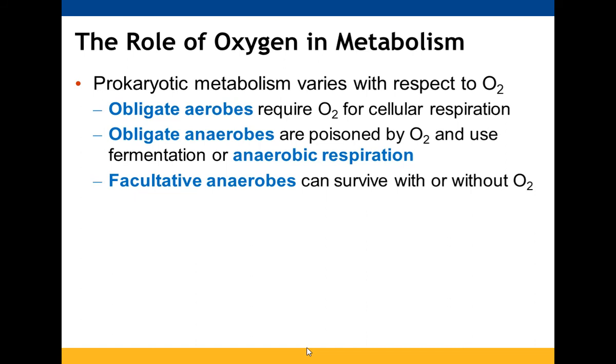Now, how oxygen plays a role in being able to metabolize things. We are obligate aerobes, we being humans, because we require oxygen for cellular respiration to take place. There are some living things that will not be able to survive if oxygen is present. They are obligate anaerobes, and they use fermentation or anaerobic respiration to be able to metabolize what they need. And then we have facultative anaerobes, which can live both in the presence of oxygen and without oxygen.